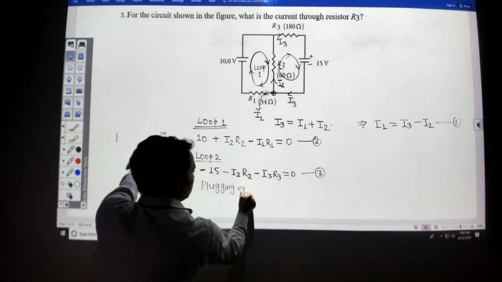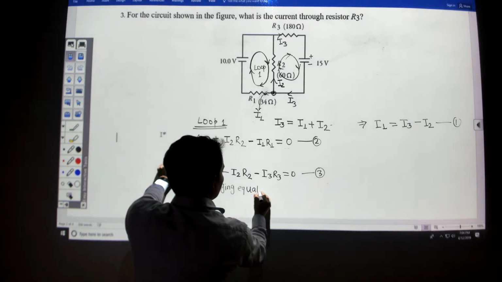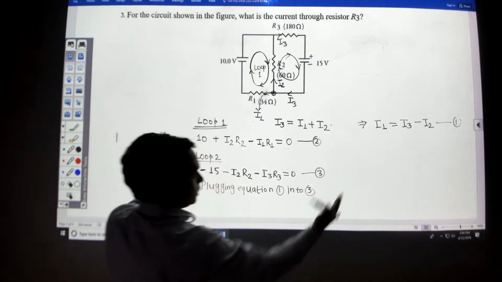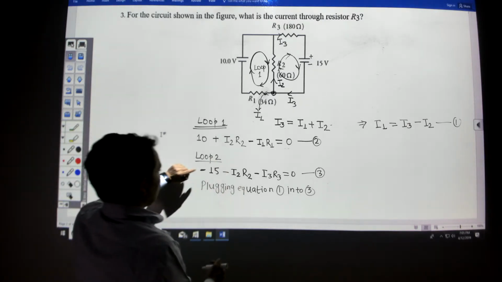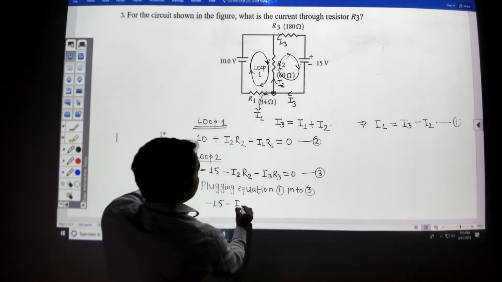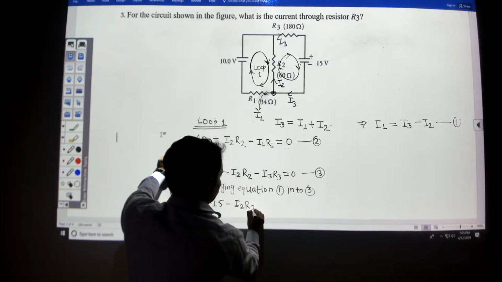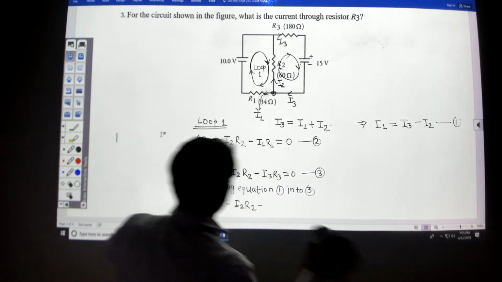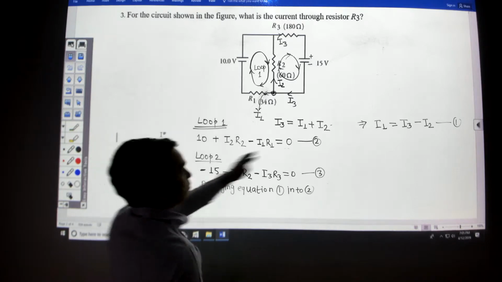Plugging equation 1 into 3. You just have to solve for I3, so I'm getting rid of the other variable I1. So minus 15 minus I2 and R2, let's keep it R2 for now. Just one second. Okay, I have to put it into equation 2, not equation 1. Okay, I'm just plugging this into equation 1 here.